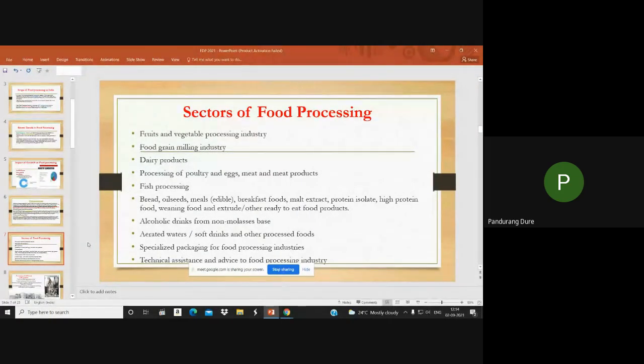Just let me go through that slide. The fruit processing: everyone knows that fruits and vegetables are a very large sector, larger than food grain. We will go through them one by one in detail. What is the scope of food processing in a particular sector?